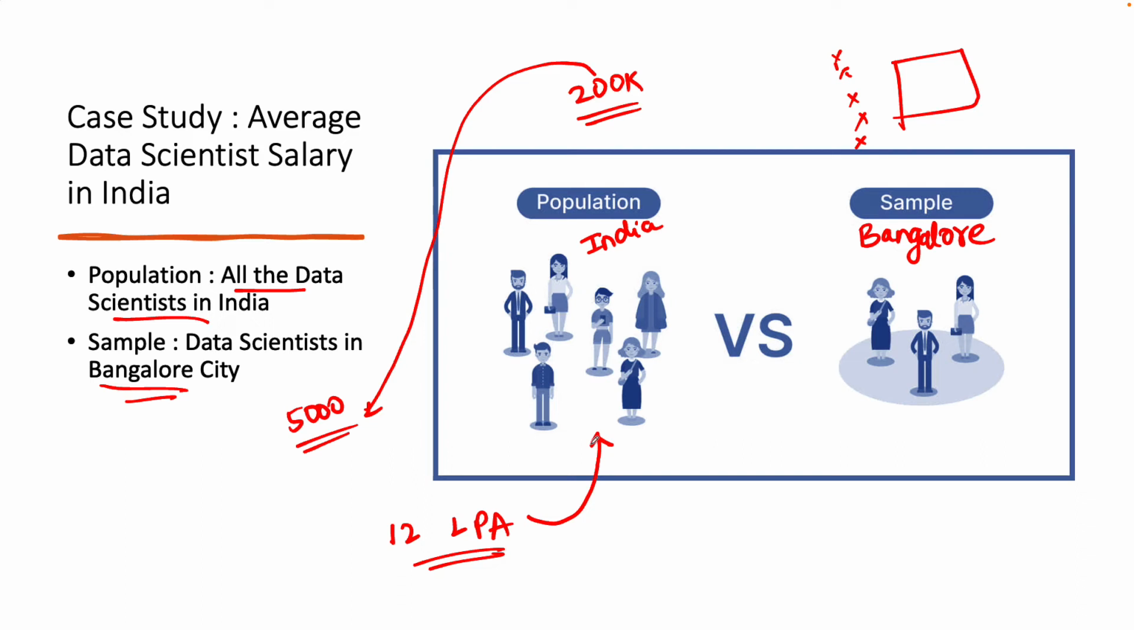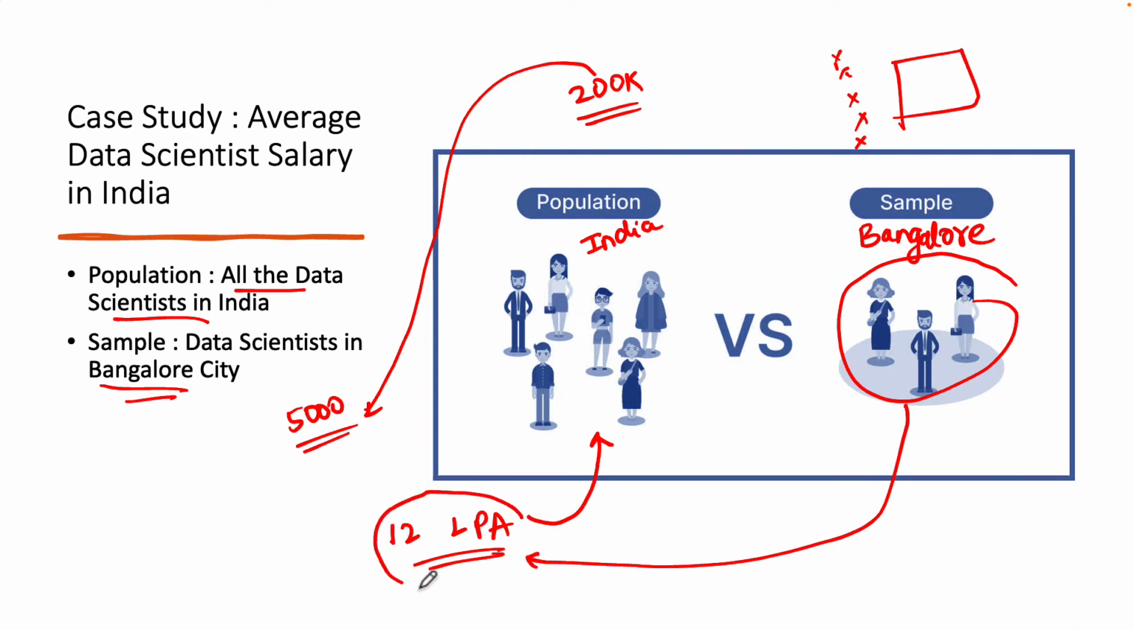So I'll repeat, this is very important. You have collected the data from Bangalore city data scientists, and from there you got the average as 12 lakhs, and now you are saying that this will be applicable for the entire country, that is for the entire population. And this is what an inferential statistic is. You are going to consider a sample, perform the analysis on this sample, and then whatever output you get, you are going to generalize it to the entire population. And that is the whole idea behind inferential statistics. Are you with me? Perfect.